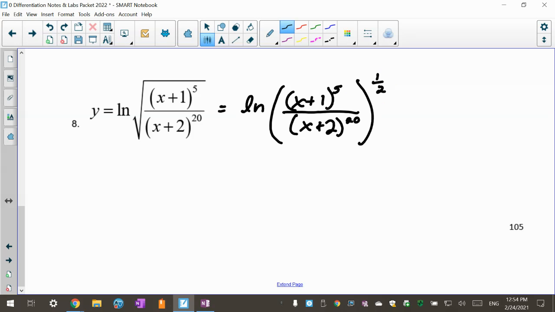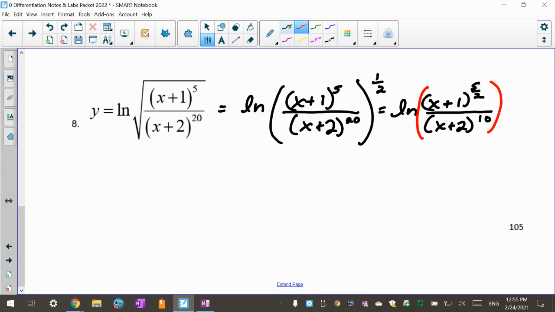And if I do power to the power, this is really the natural log of x plus 1 to the 5/2 over x plus 2 to the 10th. Okay? So now, since I've written it that way and simplified it a little bit, I can look at it and say, wait a minute, if I have the natural log of something divided, I can actually pull it apart.